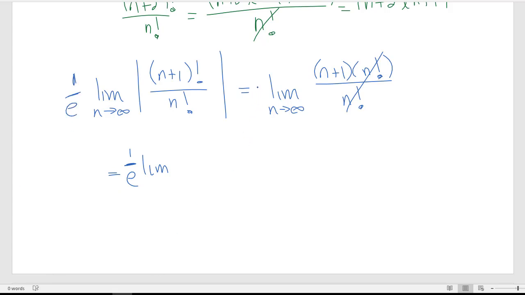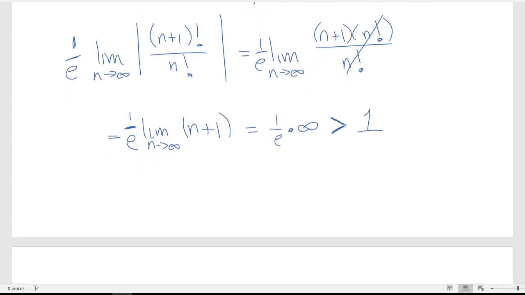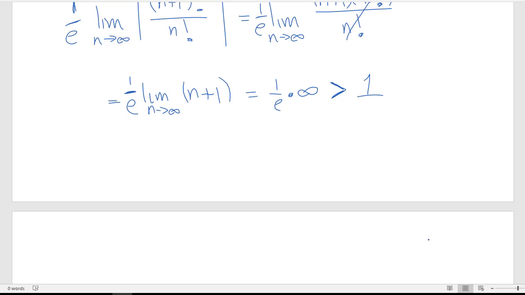So I have 1 over e times the limit of n plus 1 as n goes to infinity, and this is a linear function. As n goes to infinity, I get 1 over e times infinity. So this is greater than 1, which was infinite, like we wrote in our original version. And so my series is divergent. It's not conditionally convergent, and it's not absolutely convergent. So the series, n factorial over e to the n minus 1, going from 1 to infinity, is divergent by the ratio test.